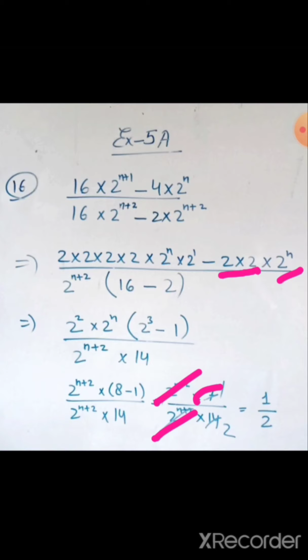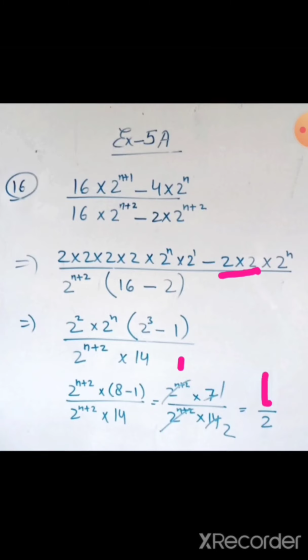Then after 7, 1 times 7, 7 2 times will be 14. So what will be left? In the numerator 1 into 1 will be 1, and 1 into 2 will be 2. So 1 by 2 will be our required answer.